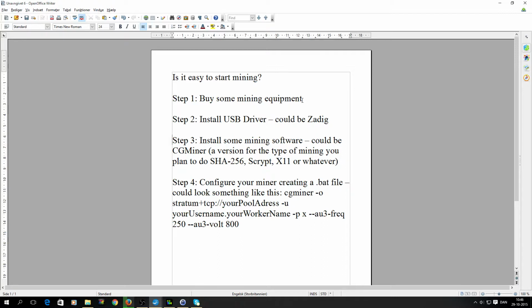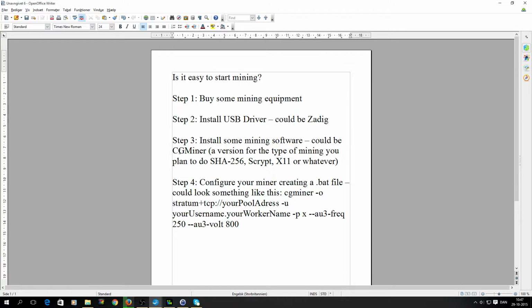Then normally the next step would be to install a USB driver on your computer. I'm using a static USB driver. Then you would install some mining software.